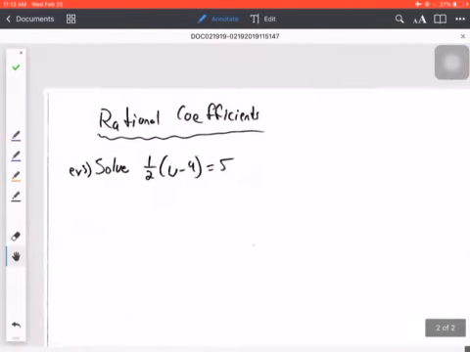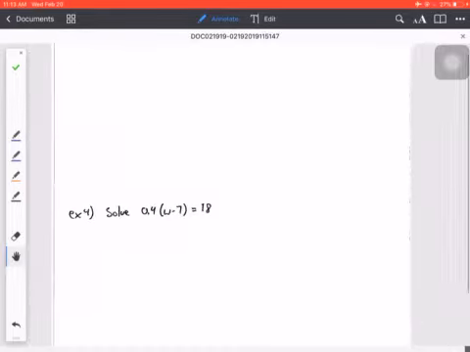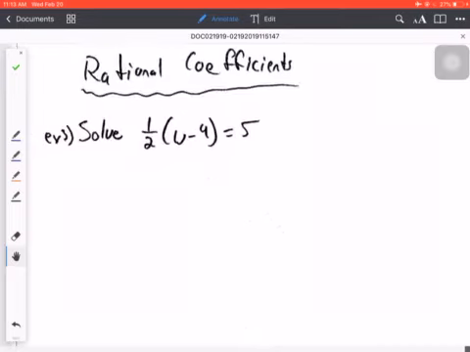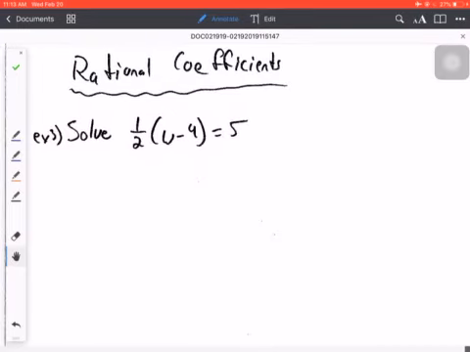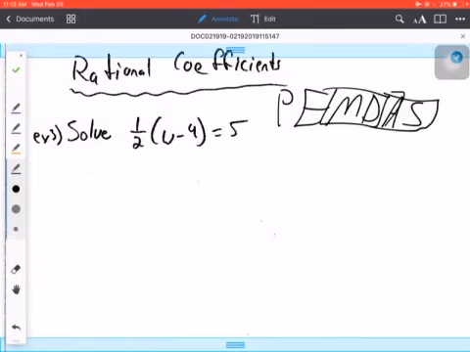Alright, let's talk about what happens if we have rational coefficients. Then we'll do our last couple examples here as well. With rational coefficients, we do exactly the same process. So I'm going to write out PEMDAS. First thing that's being done is in the parentheses and then multiplying. So in order to get that undone, I want to get rid of the multiplying first. There's multiplication right here.